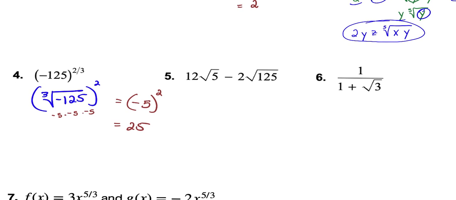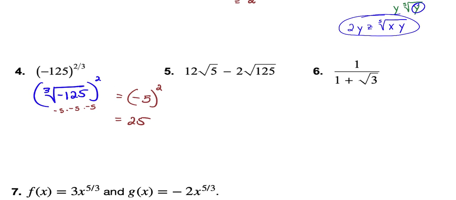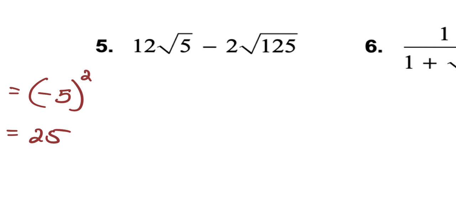So there would be our final answer for number 4. Let's take a look at number 5 here. 5 is a subtraction problem of radicals.